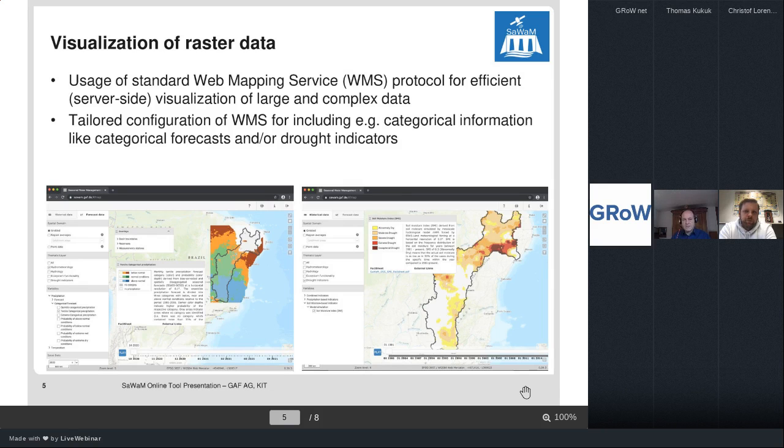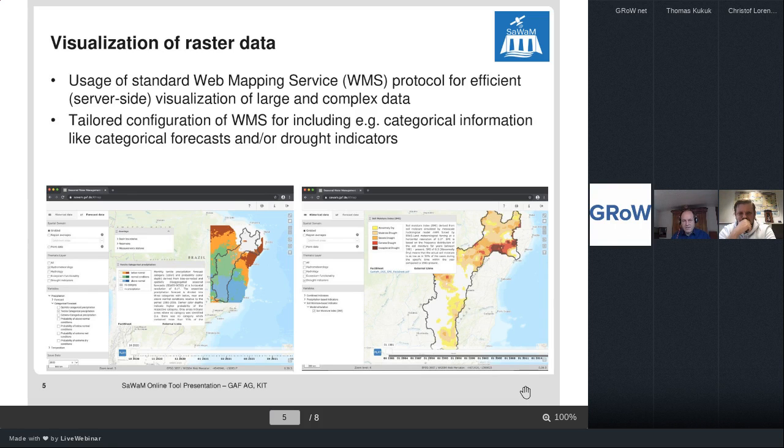We are using a standard web mapping service protocol, which is quite efficient for visualization, especially of the large and complex data here. We tailored and configured this web mapping service. And we show here categorical information, forecasts, drought indicators. So we have a lot of different information layers from the data sets behind it.